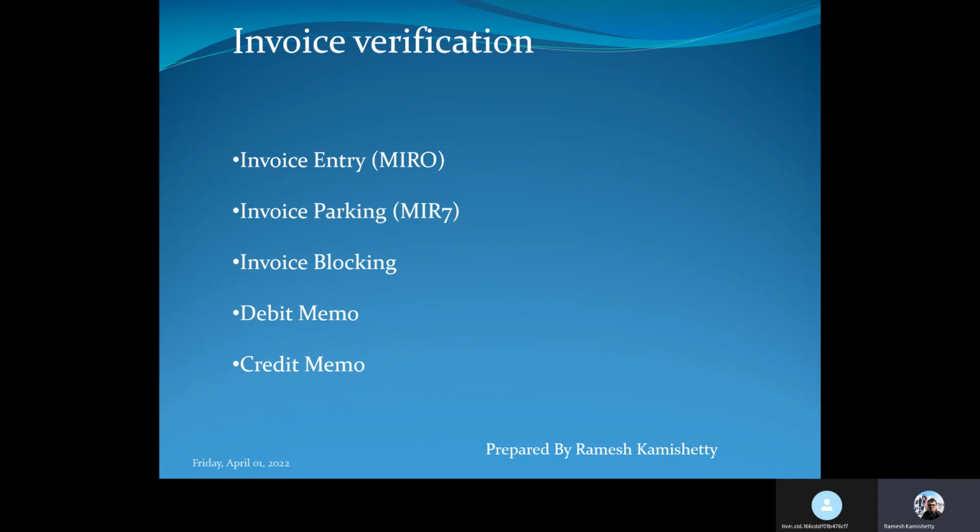In invoice verification, we have two types. One is MIRO, a one-time entry. If you want to park that invoice, we have to create it with MIR7, the transaction code. We will enter all the vendor details in that MIR7. After that, our manager will check those details and approve. That is a two-step process. One step, a single step, is MIRO; two-step is MIR7.